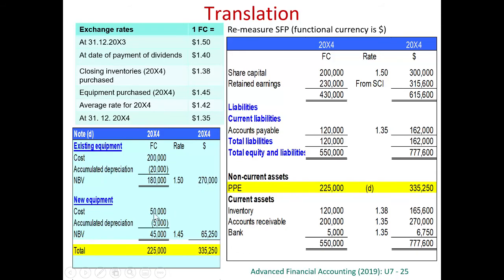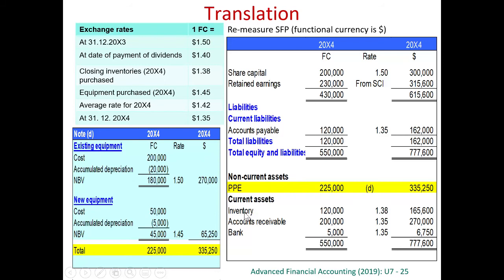For the second batch, this 50,000, we should translate it using the actual exchange rate. The actual exchange rate is 1.45 because this is the exchange rate at the day of acquisition of this equipment. So we got two batches. 225,000 has been translated to $335,250. If you have got 10 batches of equipment, you may have 10 lines here. Anyway, this is for the property, plant, and equipment.